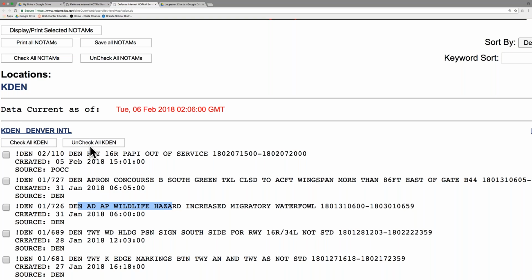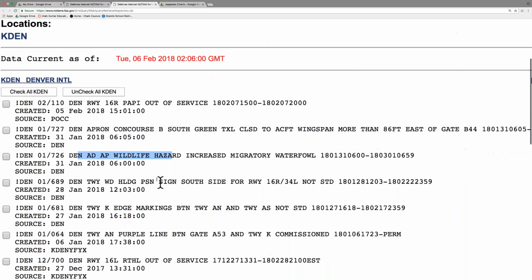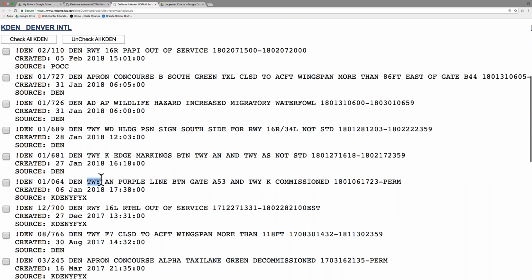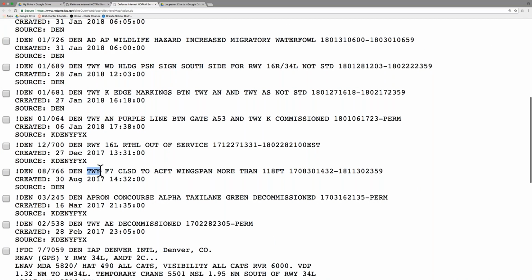There's not a way to sort them by keyword. You just learn to look only here. You do a quick scan and you're just looking for those keywords that I told you: nav, runway, aerodrome.